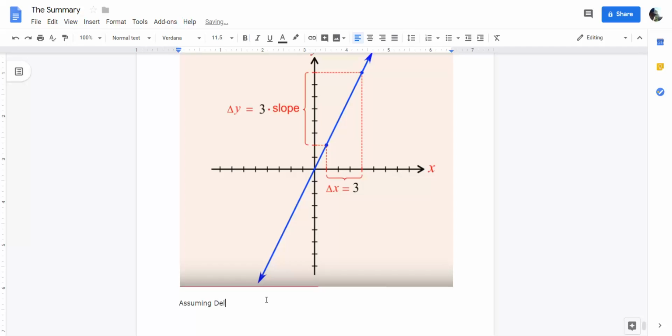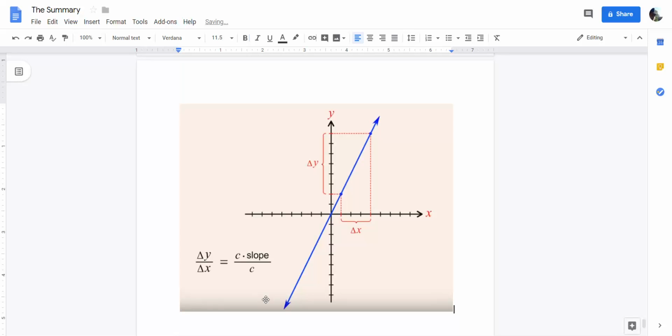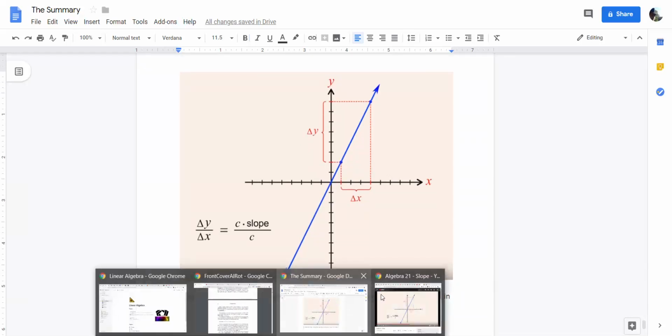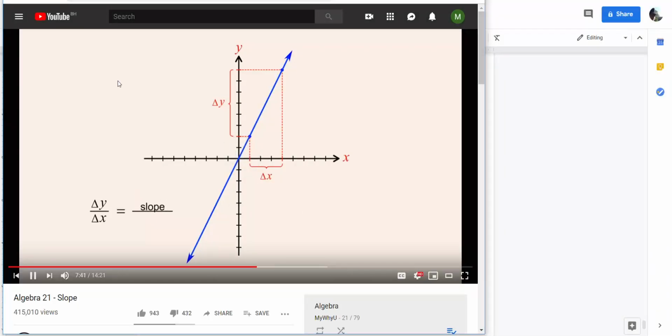Assuming delta x is c, delta y would equal c multiplied by the slope. The c's cancel each other, making the slope the change in y over the change in x, or simply the slope.